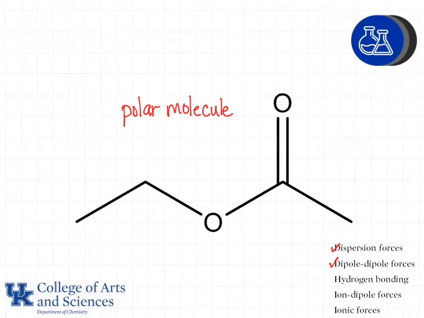For hydrogen bonding, we need to see where our hydrogens are attached, so we can add in our implied hydrogens, and what we see is that all of the hydrogens in this molecule are attached to carbon atoms. Therefore, we do not meet the definition for hydrogen bonding. No ions, so no ion dipole or ionic forces.